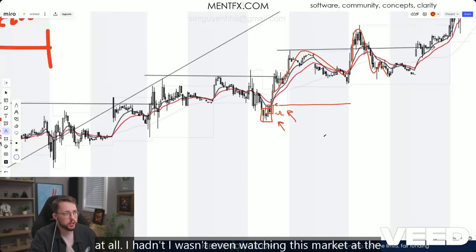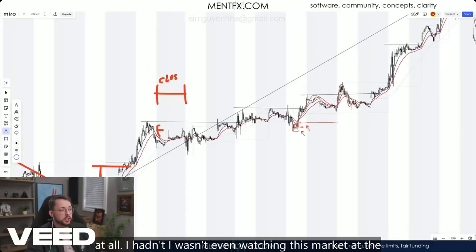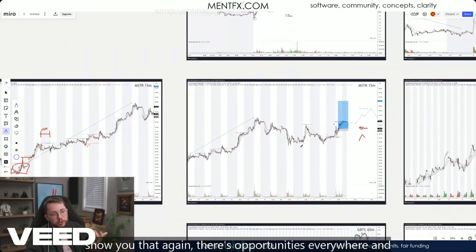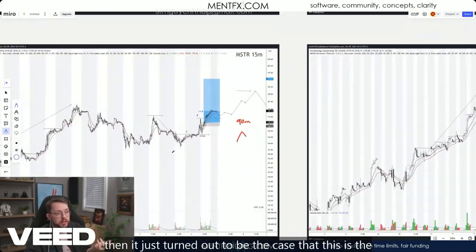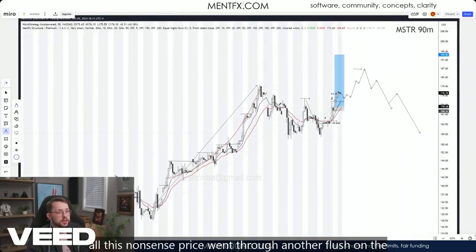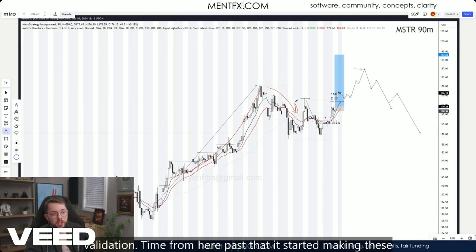Now, again, this is not a move I traded at all. I wasn't even watching this market at the time of it delivering, but I thought I would add this in to show you that, again, there's opportunities everywhere. And then it just turned out to be the case that this is the opportunity I traded. And that's the one that happened after all this nonsense. Price went through another flush on the validation time frame here.